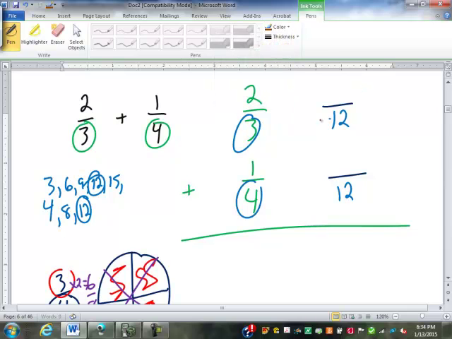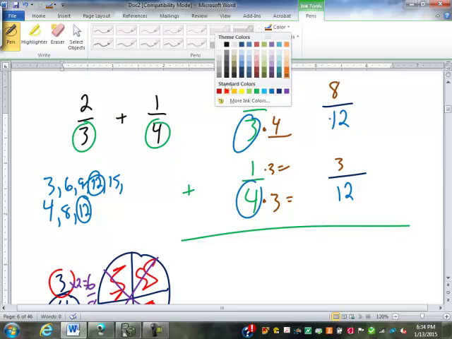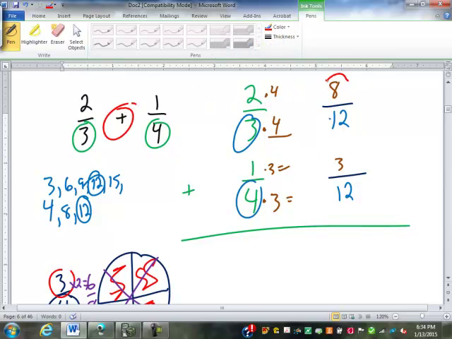So anyway, how do we turn a 3 into a 12? Times 4. So you have to do the top by 4 as well. 2 times 4 is 8. So 2/3 becomes 8/12. How do we turn the 4 into a 12? Times 3. So 1 times 3 is 3. So 1/4 is the same as 3/12. And then we're going to just add 8 and 3 makes 11. And we keep the same name, 12ths.